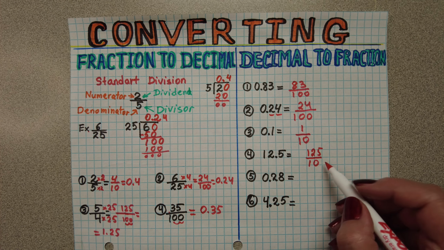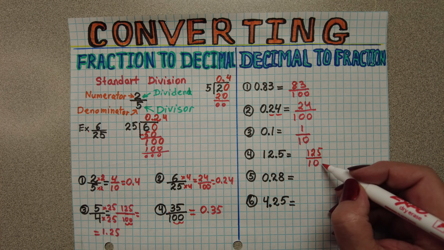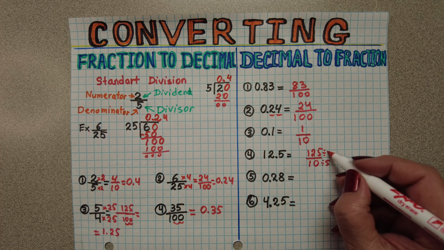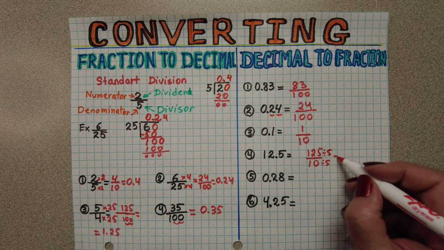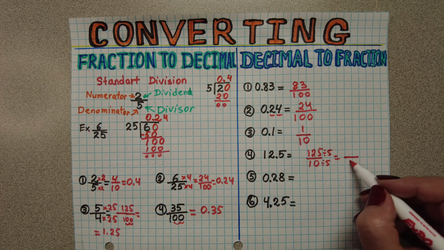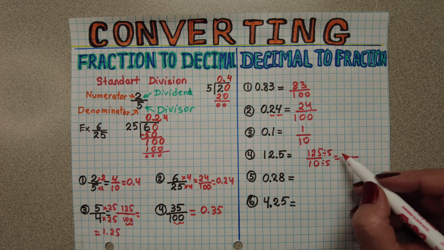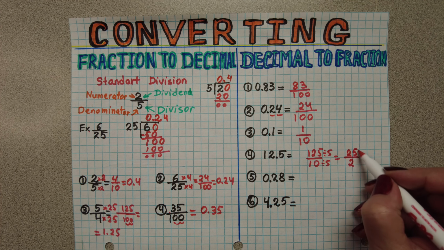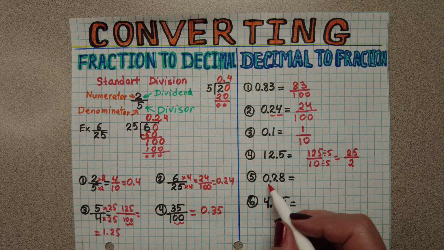If you want, you can also simplify this. We can divide both by 5. If your teachers want you to write it in simplest form, this will be 2 on the bottom. On top, we will have 25. 5 times 25 is 125.